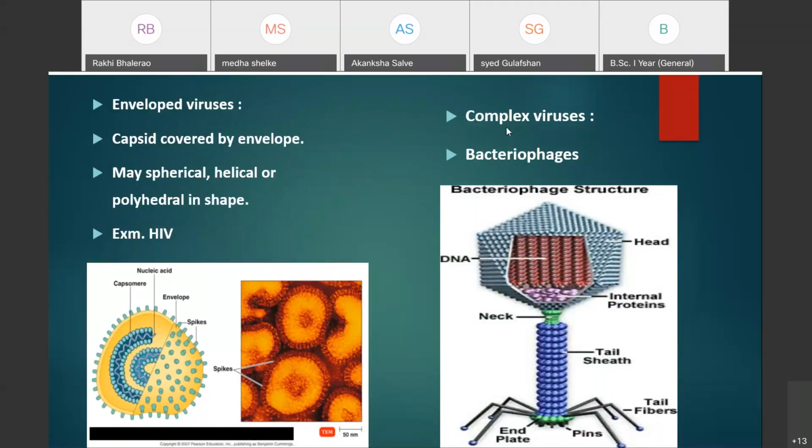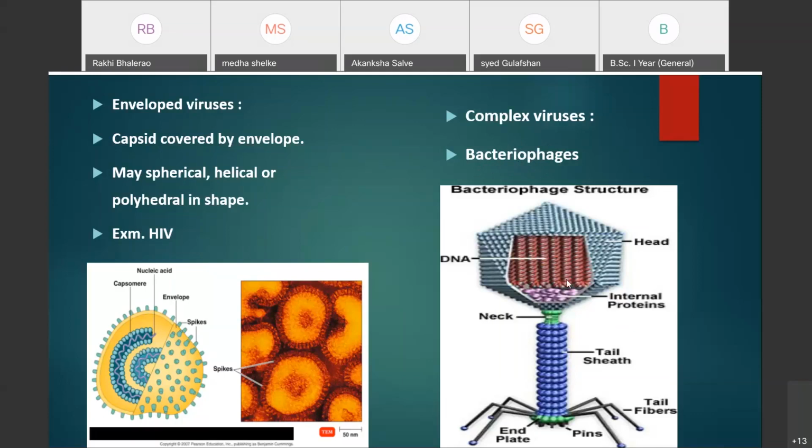Then the complex type of viruses. An example of the complex type of viruses is the bacteriophages. Phage is a Greek term meaning to eat, so literally, viruses which eat bacteria. But we can say bacteriophages are the viruses which infect the bacterial cell.